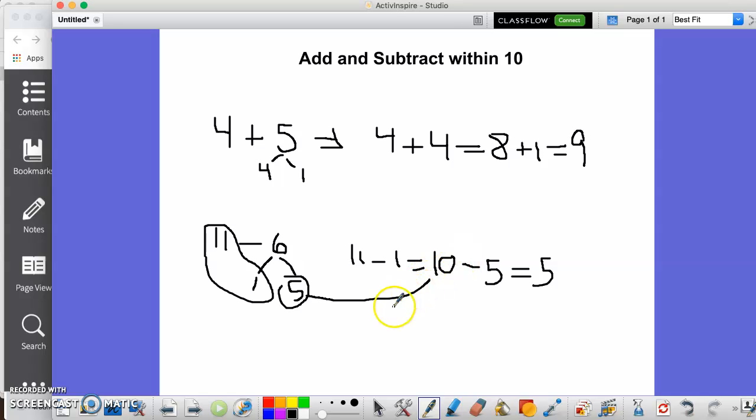So those are two different strategies that we have. We can try to make a 10 or subtract a 10, or we can use doubles or make a 10 if we need to.